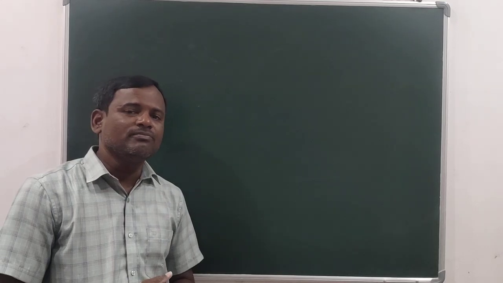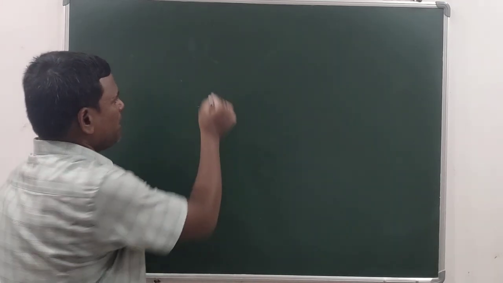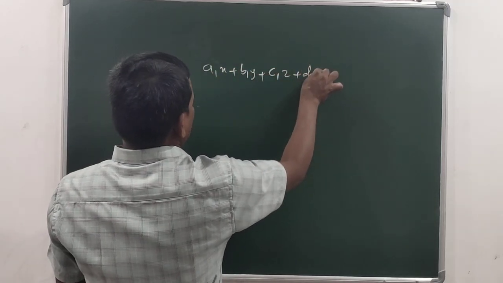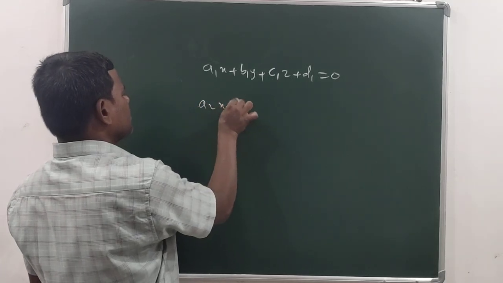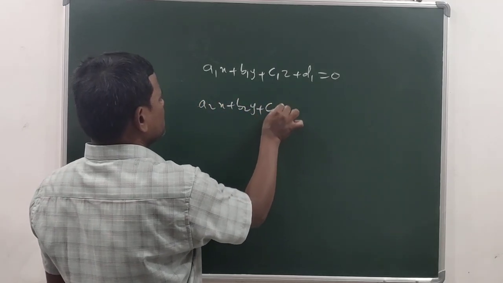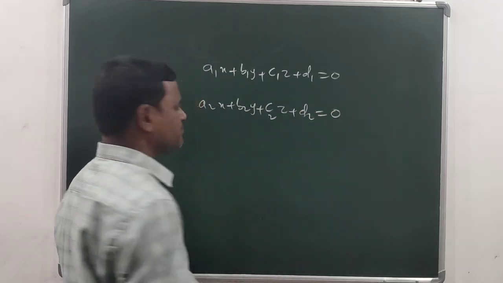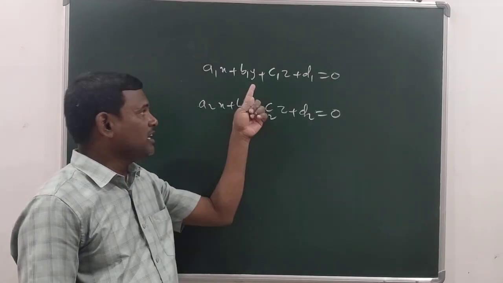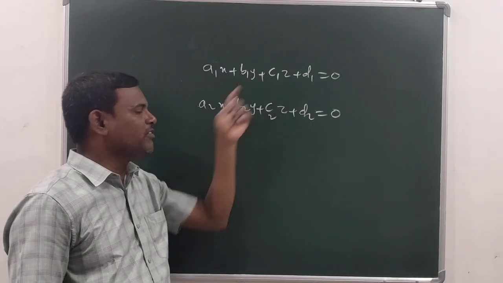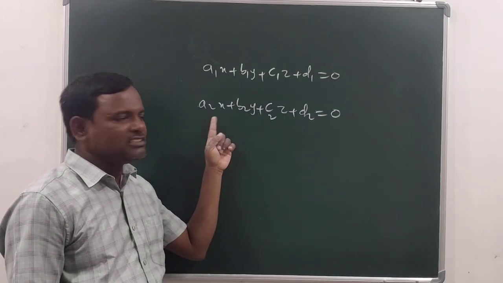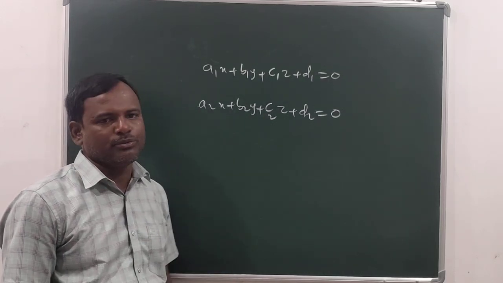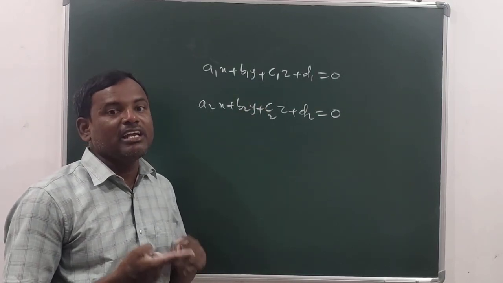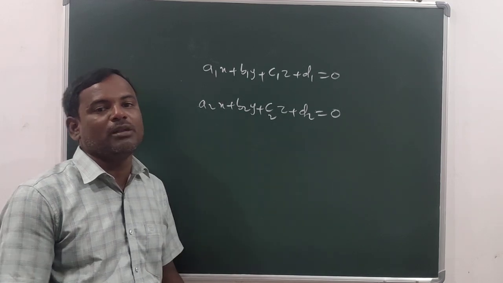Find the angle between the two planes. Two plane equations will be given to you like this: a1x plus b1y plus c1z plus d1 equal to 0 and a2x plus b2y plus c2z plus d2 which is equal to 0. Okay, angle between the normals. Here this has one normal whose DRs are a1, b1, c1 and this has one normal whose DRs are a2, b2, c2. Find the angle between the normals of these two planes. The angle between the normals of these two planes is equal to the angle between the planes.